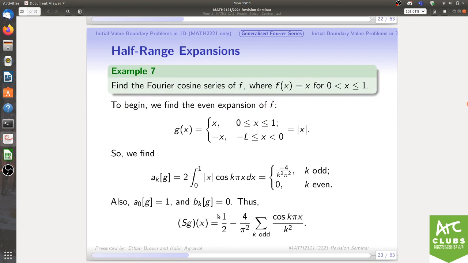Right, so let's suppose that we wanted to find the Fourier cosine series of f, where f of x is equal to x. Now, when we are considering the Fourier cosine series, we understand that we create an even function because we're considering a sum of cosines. So what we do is we have g of x equal to x for all your values between 0 and 1, and then negative x for all your values between -1 and 0. I apologize for the typo. I will fix it up when I update the slides.